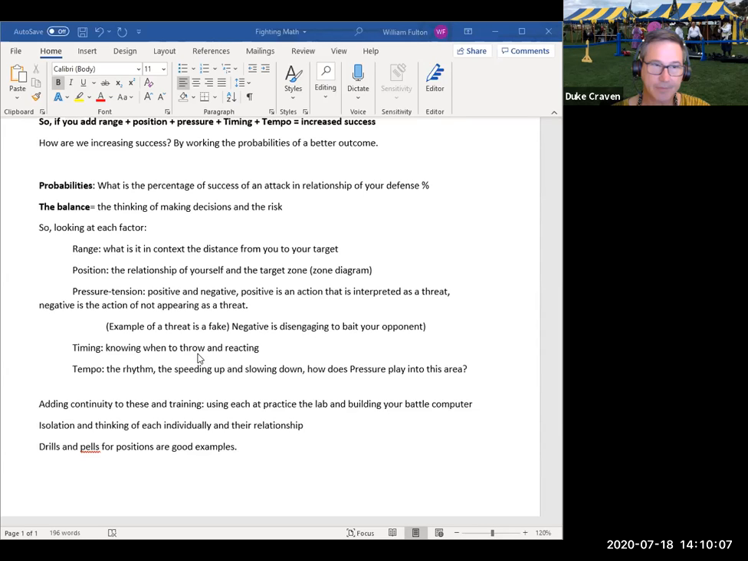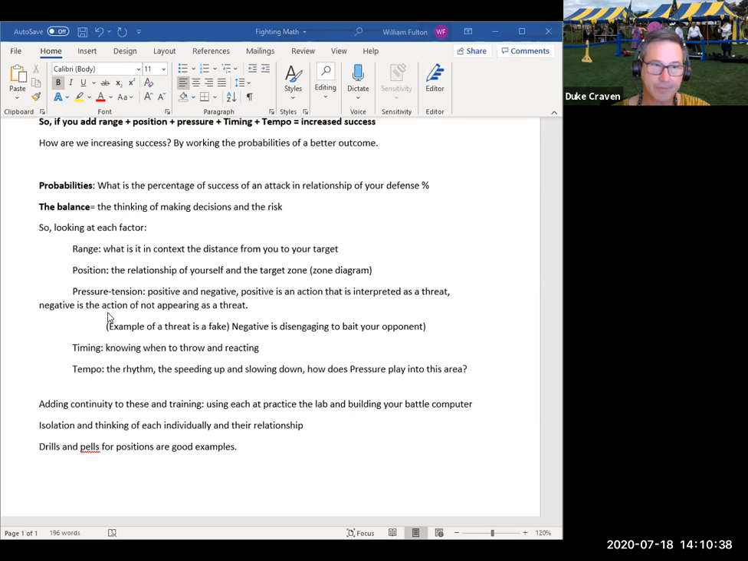And how to improve timing is the thing that you should be practicing, and that's with your eyes, right? But that timing is a huge factor. But you also got to add in tempo, the rhythm, the speeding up and the slowing down of your fight, and then how does the pressure part of the equation come into play? Because pressure slash tension, everybody has a couple of slightly different definitions of it.